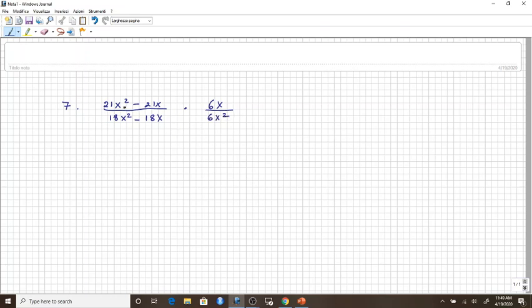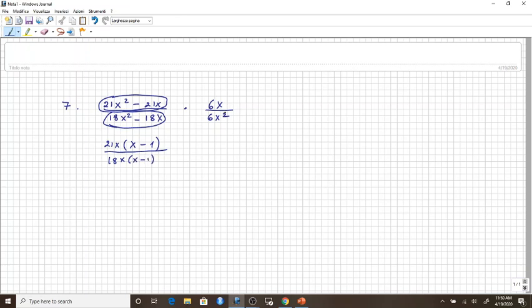Okay, well, of course, there is a common factor in the numerator, which is 21x, so we can factor out this, and then what's left? Well, we need to get an x squared, so x is left, minus 1. We can do the same thing at the denominator, right? We can factor out 18x in this case, and we're going to have an x minus 1 in parentheses.